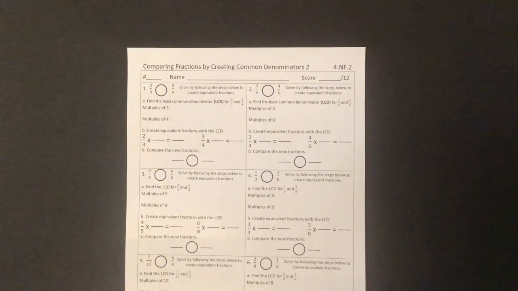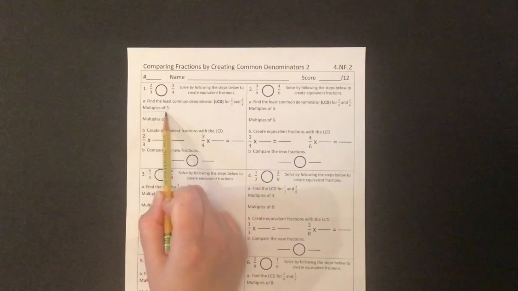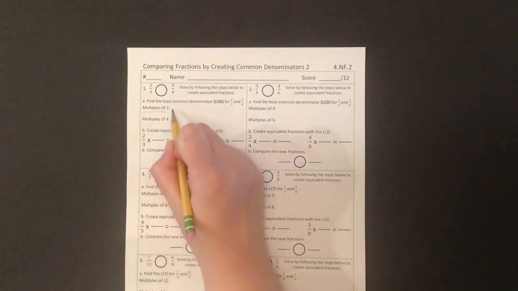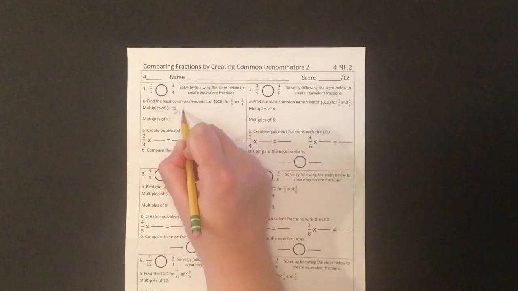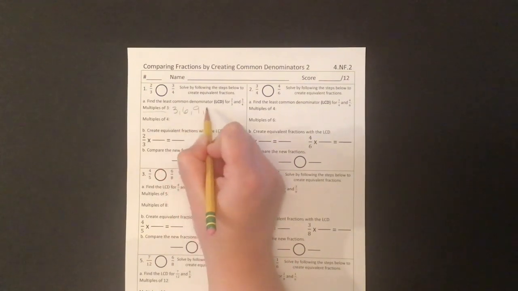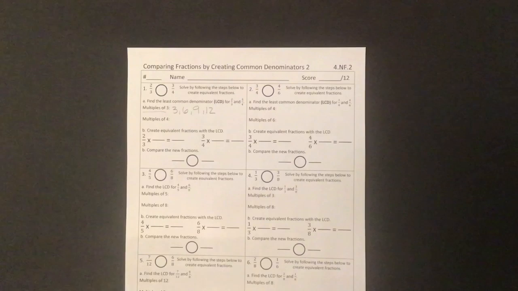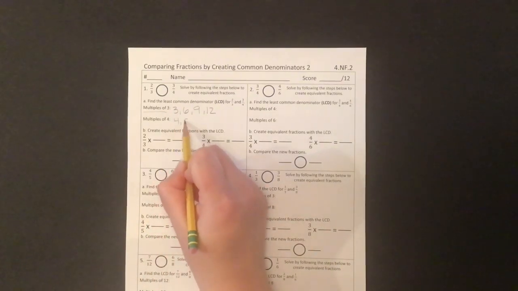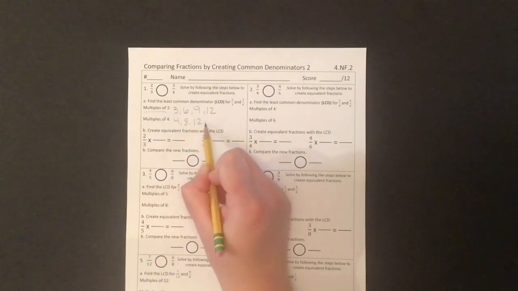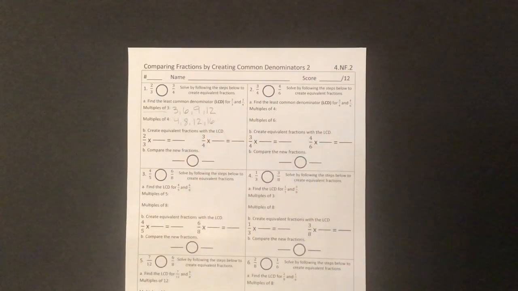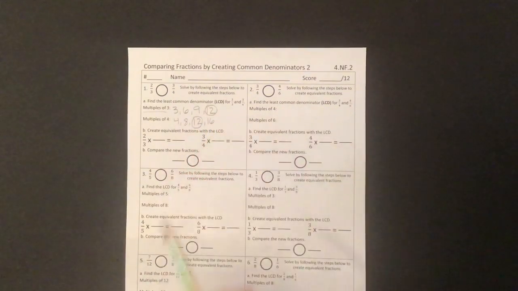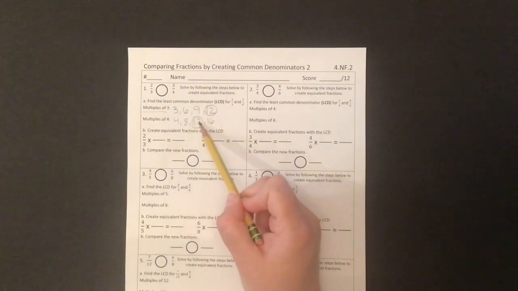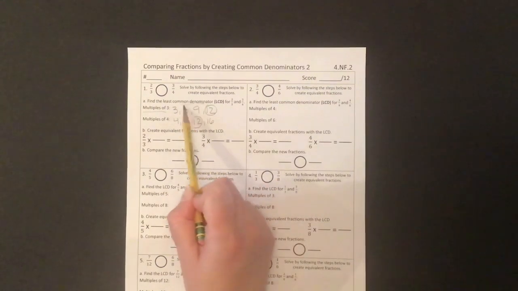We're going to find the multiples of 3. Let's go ahead and find maybe the first 3 or 4. We can just skip count by 3s. 3, 6, 9, 12. I'll stop there. 4, 8, 12, 16. Do you see a common multiple? 12. So that means 12 would be a great common denominator.